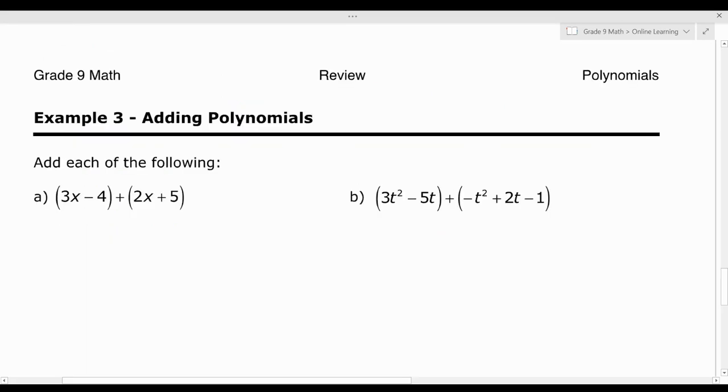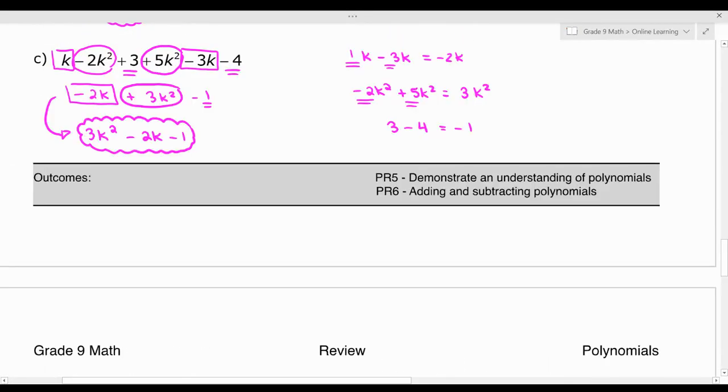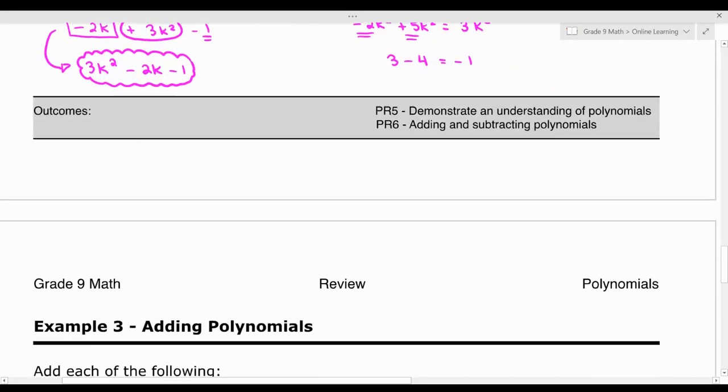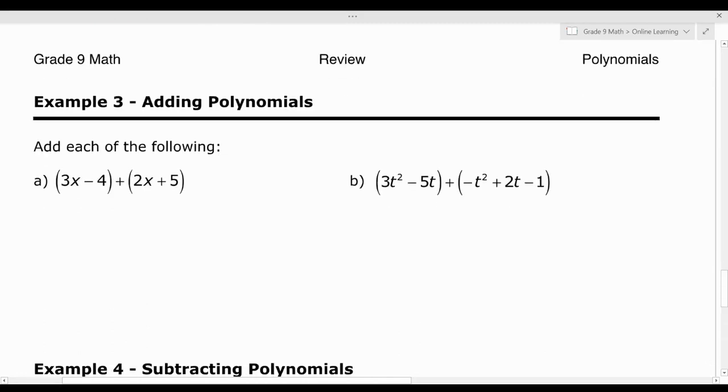Okay, next example, we are going to look at adding polynomials. So these ones tell you add each of the following. And you'll notice the difference is there's brackets. So compared to up here, right, there were no brackets, and then now there are brackets. Only reason for that is you're basically saying like you have some binomial, two terms, you're adding another binomial. Okay, or this one, you have a binomial, you're adding a trinomial. Now, if you're adding polynomials, what you're allowed to do is just drop the brackets right away.